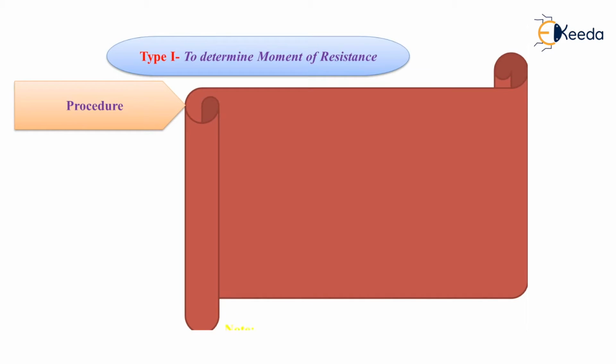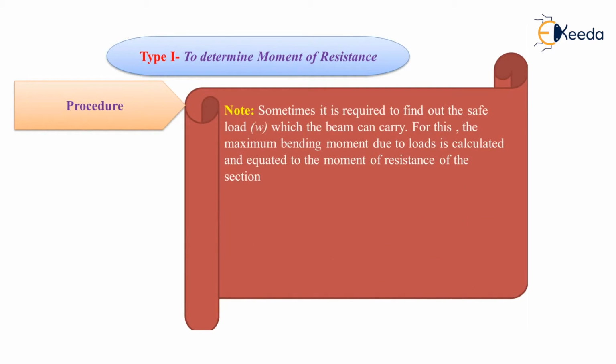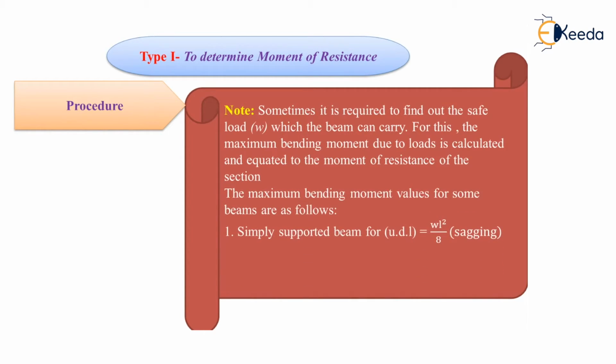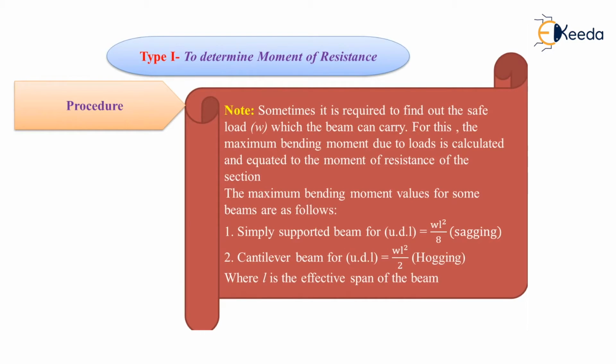Sometimes it is required to find out the safe load also, which the beam can carry. For this purpose, to calculate the safe load, we have to equate the maximum bending moment and the moment of resistance of the section. To get the maximum bending moment, we know that there are some formulas. For a simply supported beam carrying UDL, the maximum bending moment is wL^2/8, while for a cantilever beam carrying a UDL, the maximum bending moment is wL^2/2, where L is the effective span of the beam.